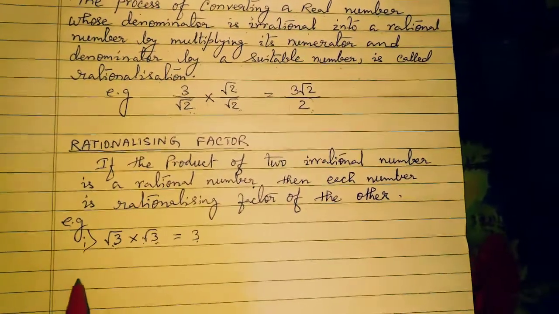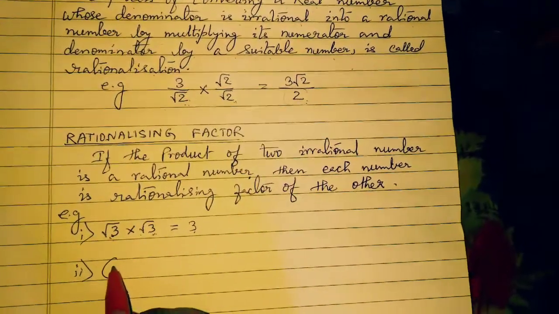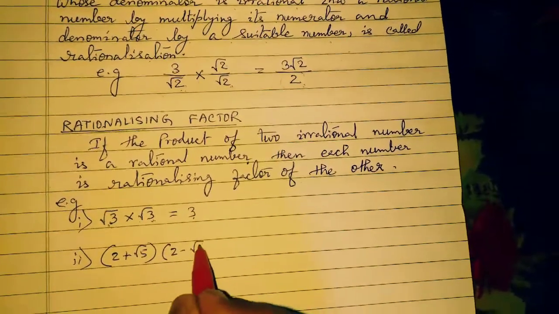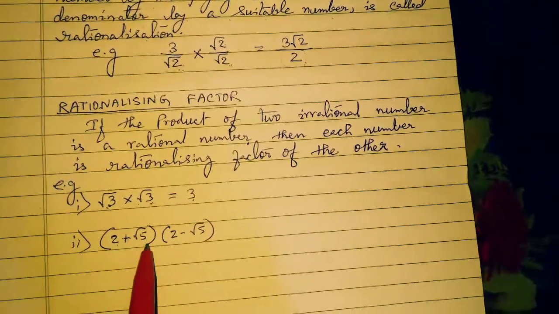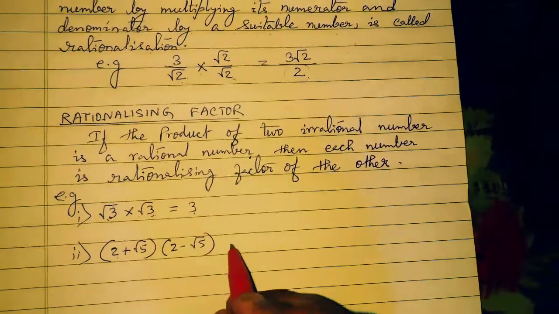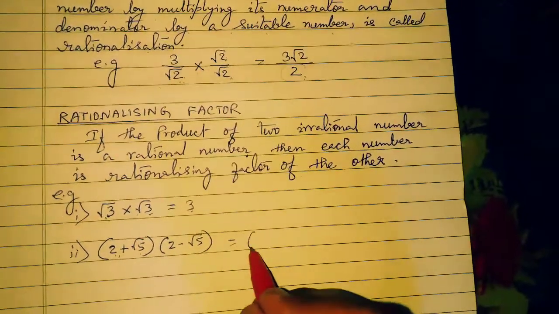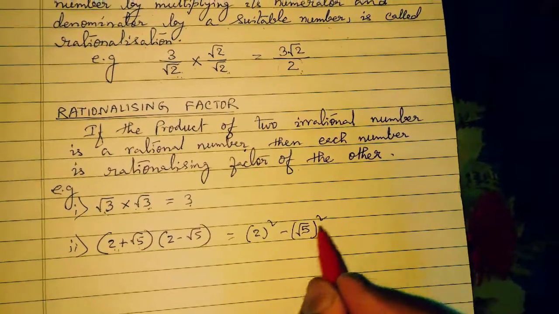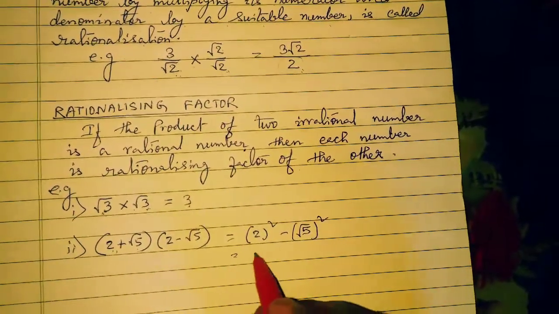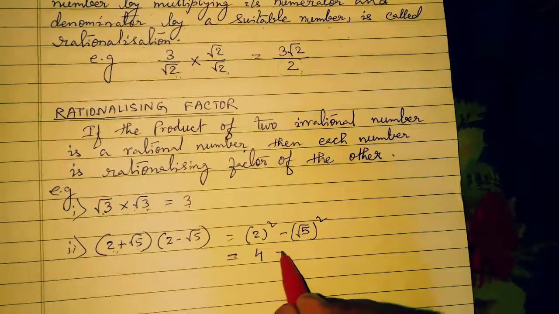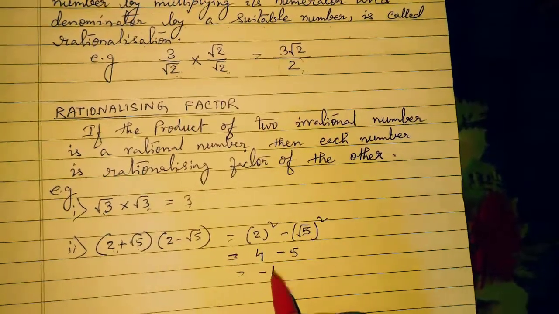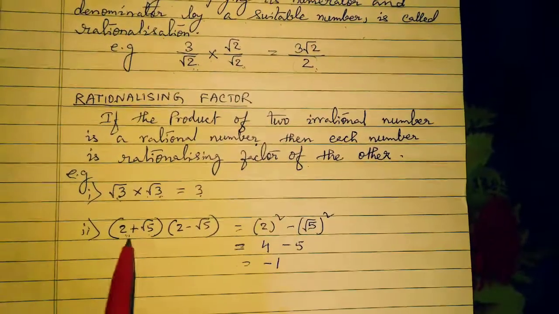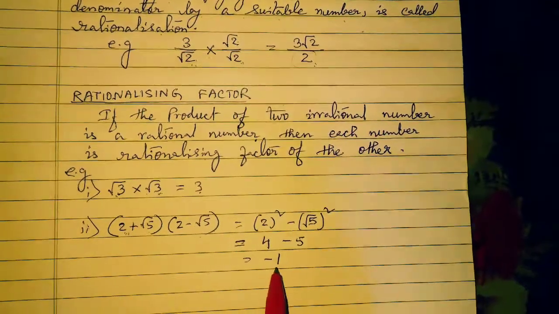Similarly, take another example. Suppose you multiply 2 plus root 5 with 2 minus root 5. Using the formula (a plus b) into (a minus b) equals a square minus b square, that is 2 squared minus root 5 whole squared. 2 squared is 4 and root 5 whole squared is 5. So the answer is minus 1, which is a rational number. So 2 plus root 5 and 2 minus root 5 are both irrational numbers, and when you multiply, you get a rational number.